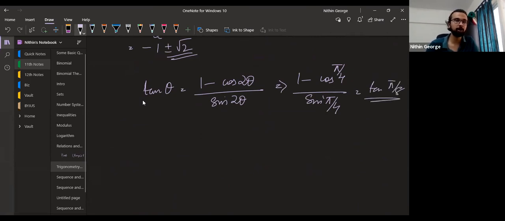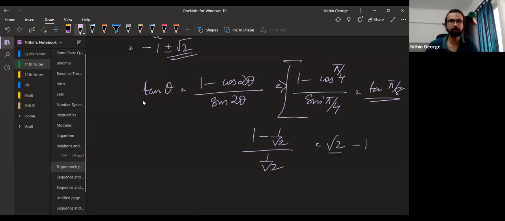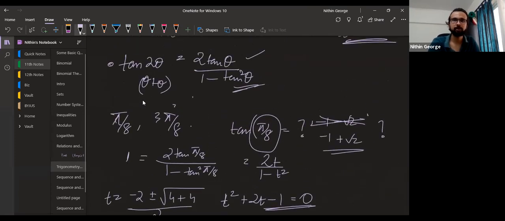So here you're not getting a quadratic. That's why this formula is much faster. Okay. 1 minus 1 by root 2 divided by 1 by root 2. Here we get root 2 minus 1 divided by 1. Okay. So this is tan pi by 8. So that's what I'm getting. Minus 1 plus root 2. That was my answer. All right.